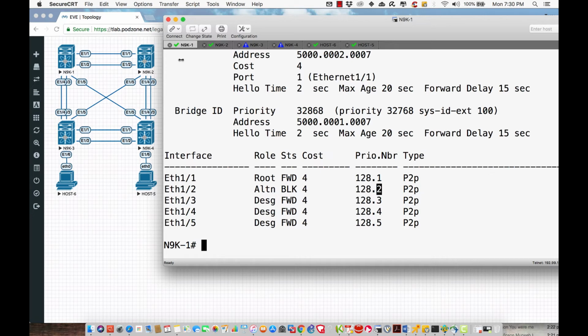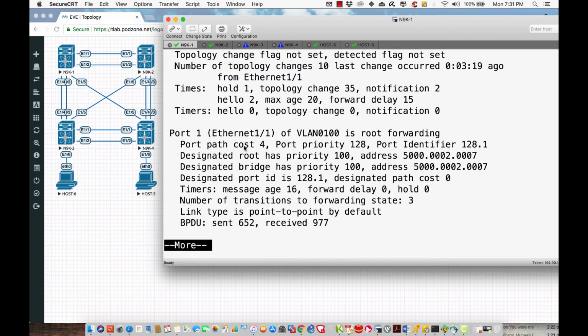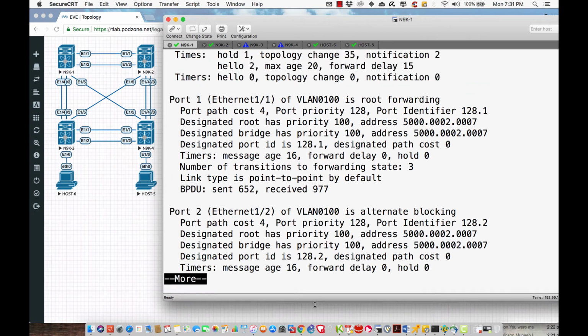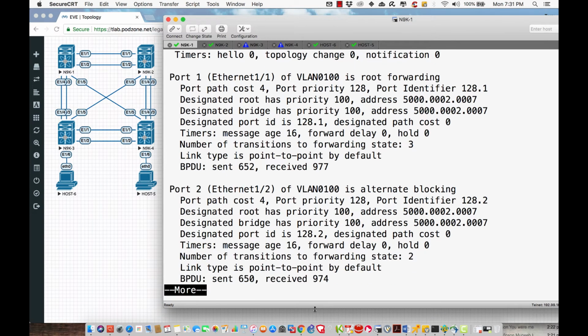But I want to know what's being advertised by 9K2 to me. So the way I do that is I say show spanning tree for VLAN 1, and I'm going to execute the detailed keyword, and the interfaces that I want to look at are going to be Ethernet 1.1 and Ethernet 1.2.